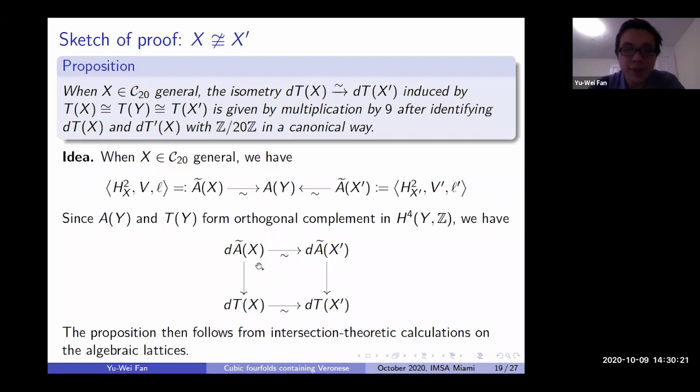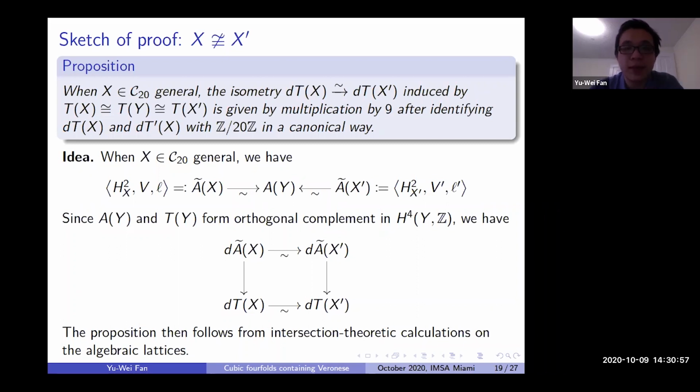Because AY and TY form an orthogonal complement in this unimodular lattice, the statement about this map between the discriminant groups can be transformed into a statement about the discriminant group of A tilde, and we can compute this map by some intersection theoretic computations.